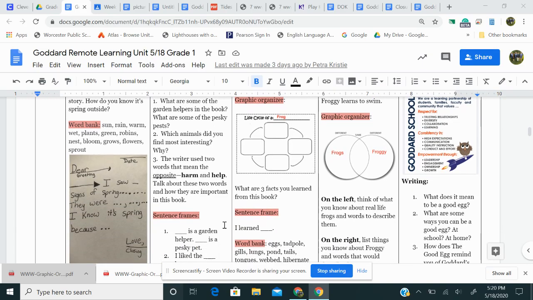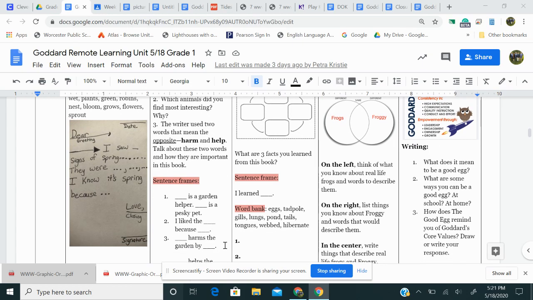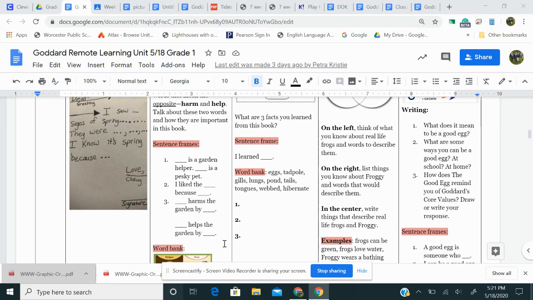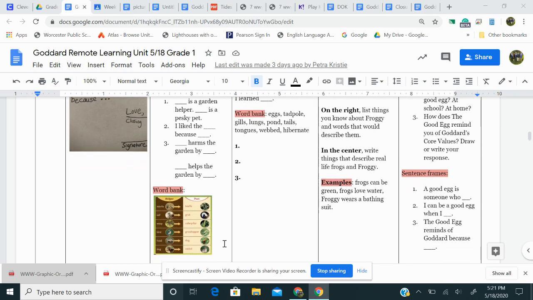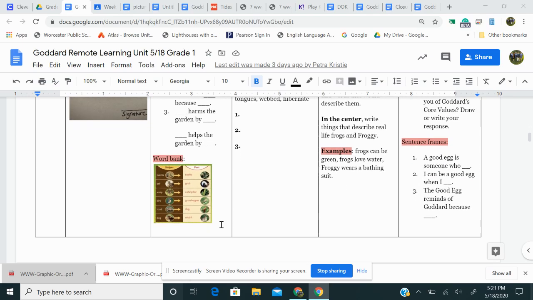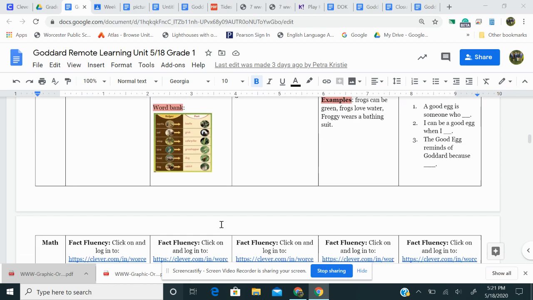Here are some sentence frames to help you out. 1, blank is a garden helper. Blank is a pesky pest. 2, I liked the blank because blank. 3, blank harms the garden by blank. 4, blank helps the garden by blank. And here is also a word bank for you to use. So you can zoom in on the visual here to help you with your writing.